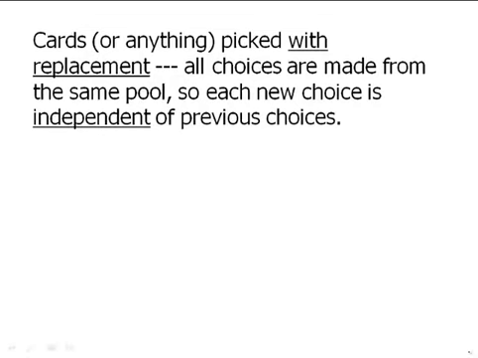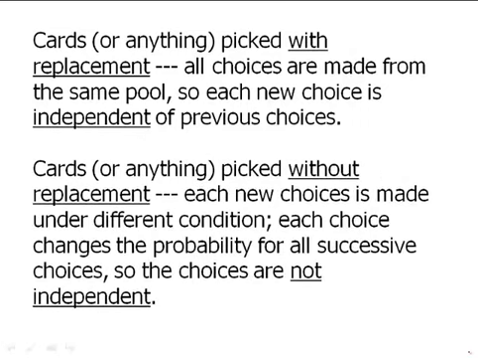So when cards or anything are picked with replacement, all choices are made from the same pool. So each new choice is independent of previous choices. So with replacement means that the successive choices are independent. If cards or anything are picked without replacement, that means each new choice is made under different conditions. Each choice changes the probability for all successive choices, so the choices are not independent.